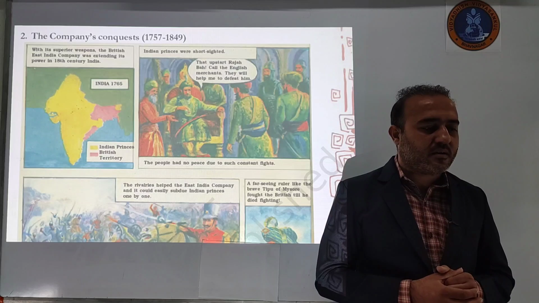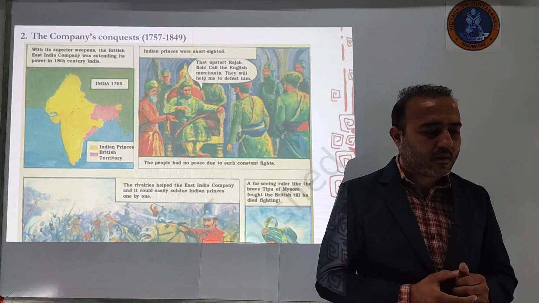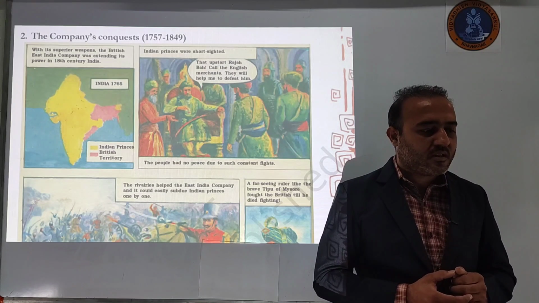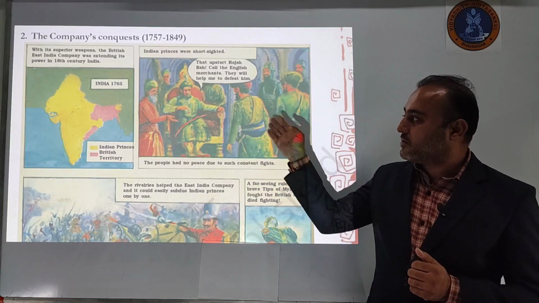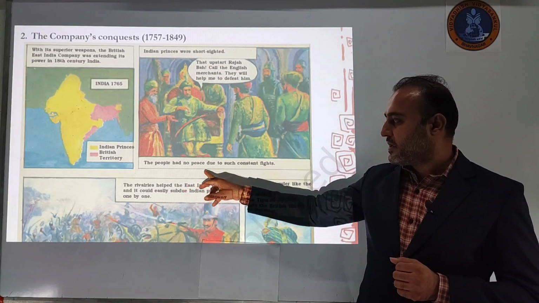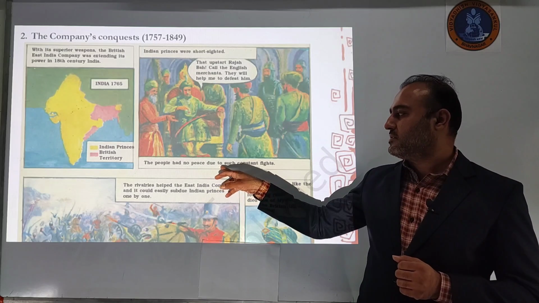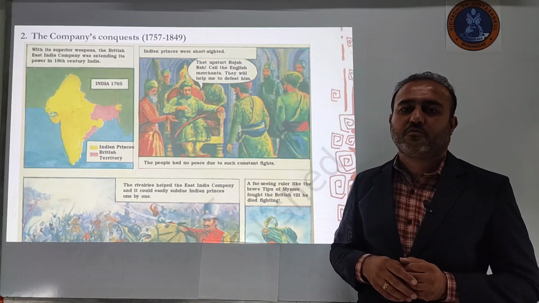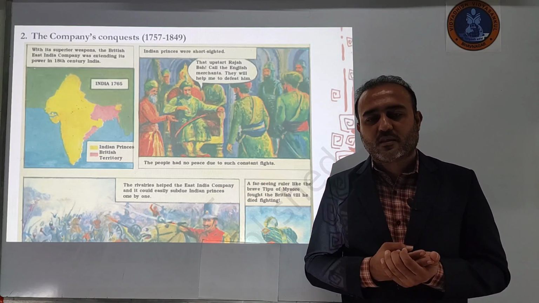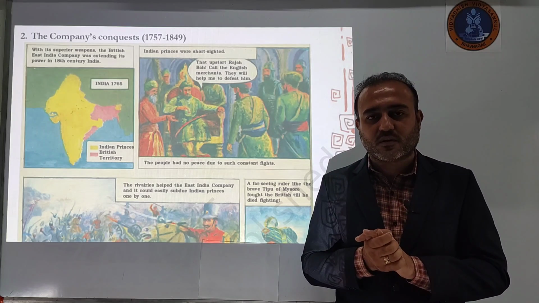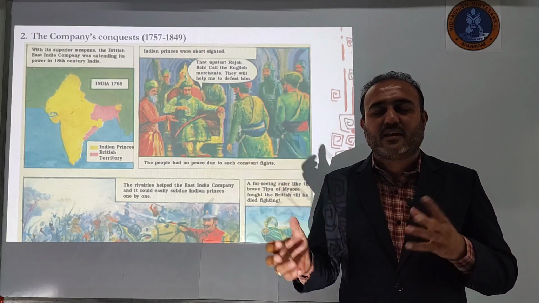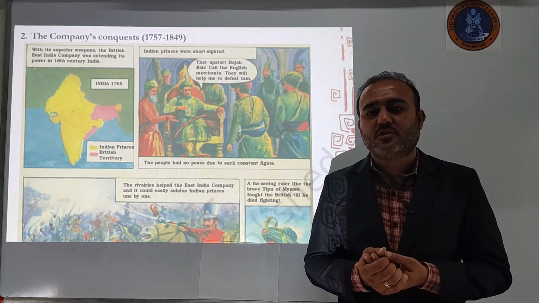That upstart Raja, call the English merchants. They will help me to defeat him. That means what is actually being told over here? The people had no peace due to such constant fights. That means, as I told you, there were 562 small princely states, who were constantly attacking each other, constantly fighting with each other.